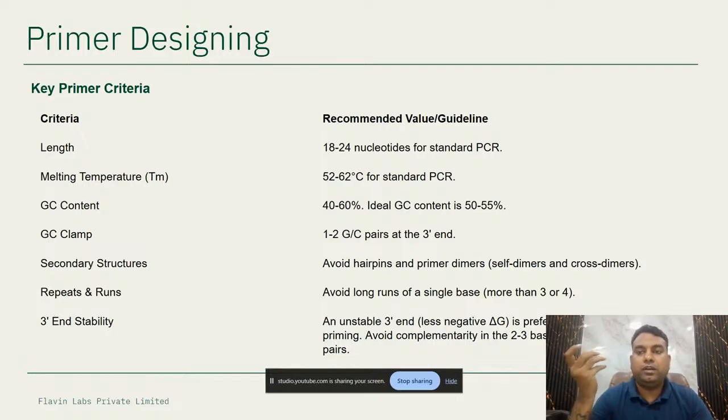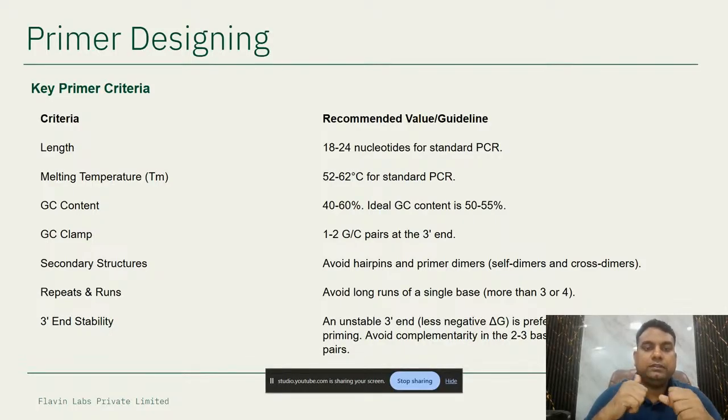Why not more? Because if you go for a higher concentration of GC content, then there is a chance of secondary structure formation, which leads to non-usability of your primers. We try to add a GC clamp at the 3 prime end. What does GC clamp mean? At the end of your primer, if one or two GC pairs are available, then it is considered a good primer, because as we all know, GC makes triple bonds, so it provides strong adherence to your template DNA.